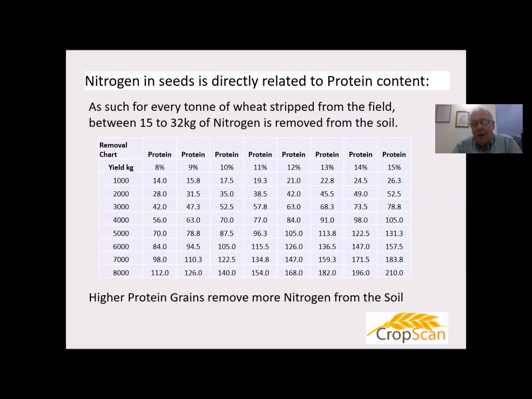Now this can be quite well seen in this particular graph, a bit busy, but I'll just highlight these two points. Every ton of wheat that is stripped from the field, you're removing between 15 and 32 kilograms of nitrogen, depending on the protein content. So if you have a crop which is 4 ton per hectare yield, but 9% protein, then you're removing 63 kilograms of nitrogen from the soil. If you have a 4 ton crop, but at 14%, you're removing 98 kilograms. That's 1.5 times, a 50% increase in the amount of nitrogen removed from the soil, depending on the protein. So measuring the protein directly reflects the amount of nitrogen that is going to be removed from the soil.